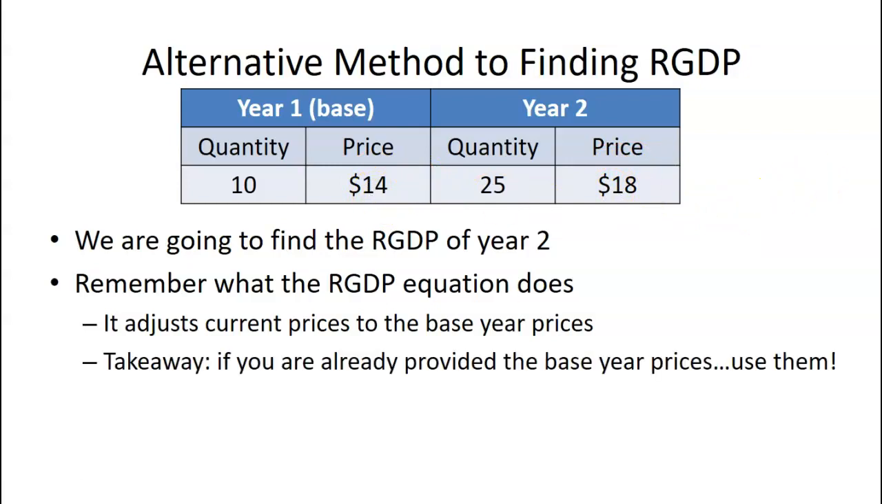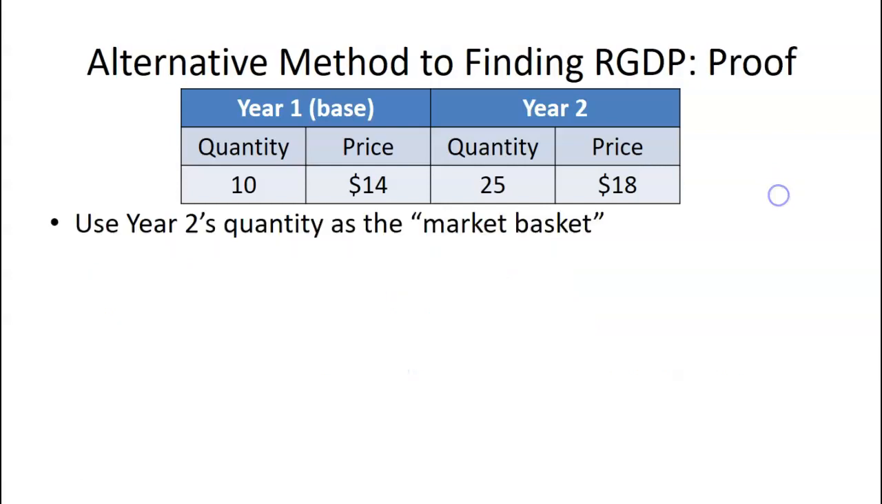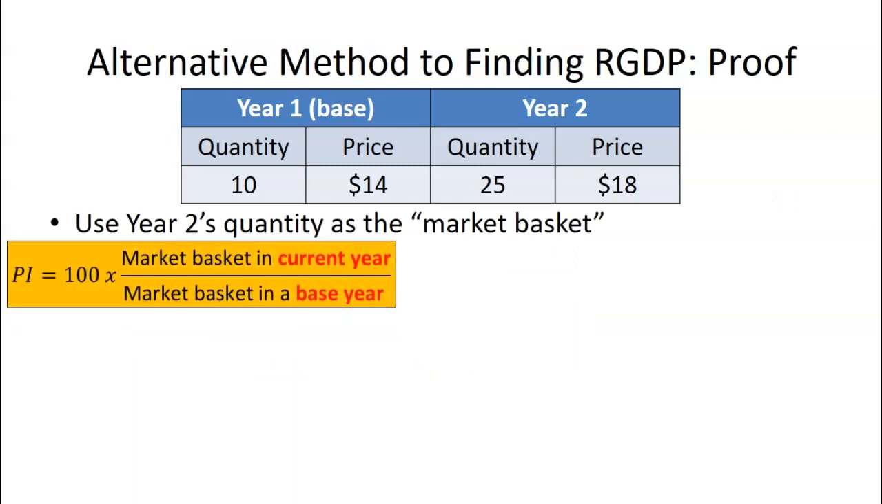So if you're already provided the base year prices, here's a quick hint, use them. Okay, use the year two's quantities as the market basket, this 25 units. Now, here's the whole equation for this. So we got the equation, price index equals 100 times the market basket in the current year over base year, great.